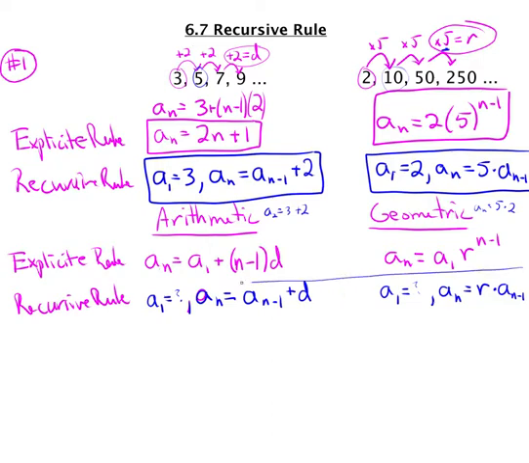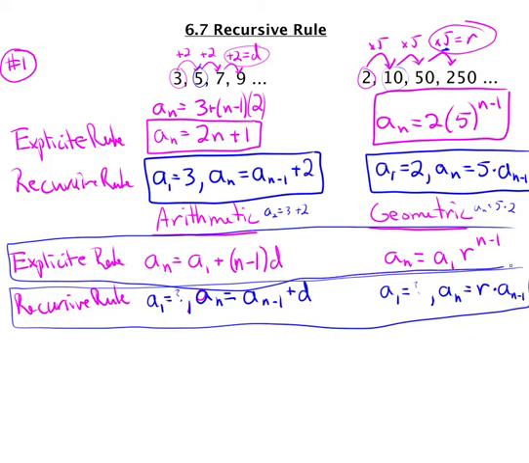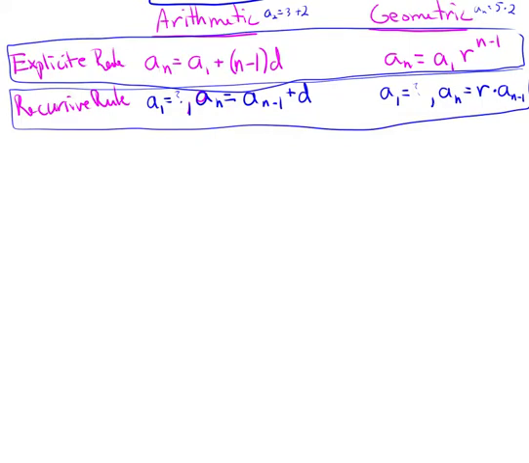So this recursive rule is very similar to our explicit rules, just in a slightly different way. And so what we're going to do is use those two in different ways, going back and forth. So if we take a look at an example, for number 2, a sub 1 equals 2, and a sub n equals a sub n minus 1 plus 3.